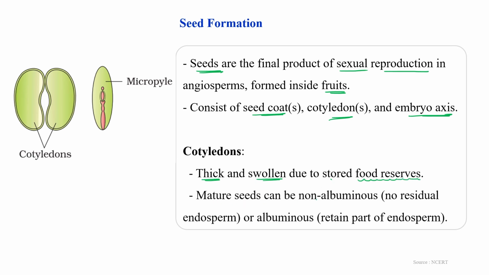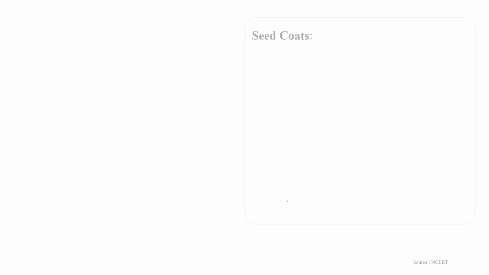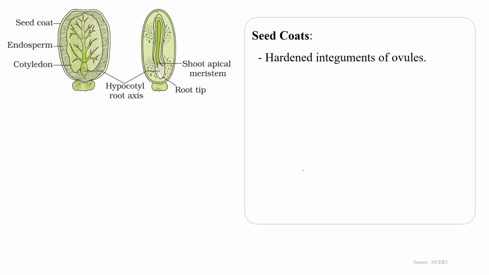A mature seed can be non-albuminous, meaning there is no residual endosperm, or albuminous if endosperm is there. Right? So mature seeds we can classify into two categories, non-albuminous or albuminous. The seed coat is hard. It has a hard covering, which is known as the hardened integuments of the ovule. This hard part. Right?